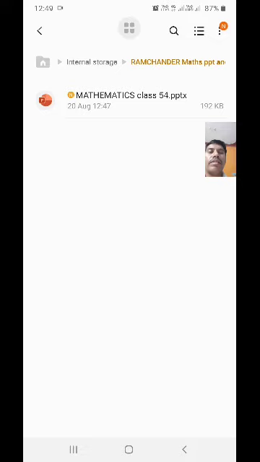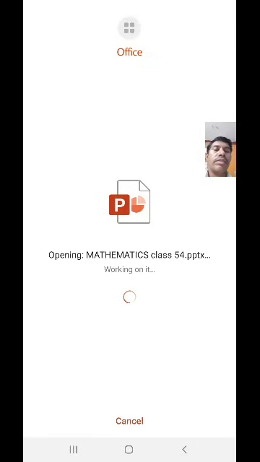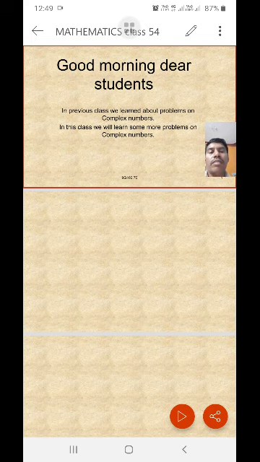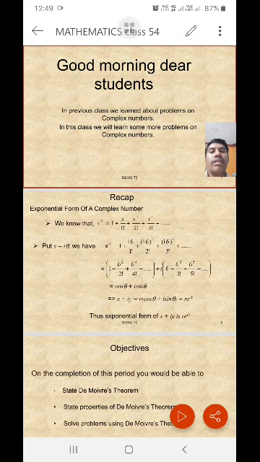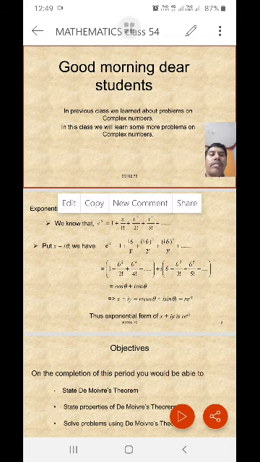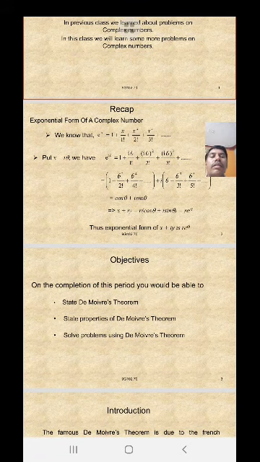In previous class, we learned about complex numbers, formulas, properties, and problems also. Especially, we learned the exponential form. So, today we will learn some more problems on complex numbers. So, recap.